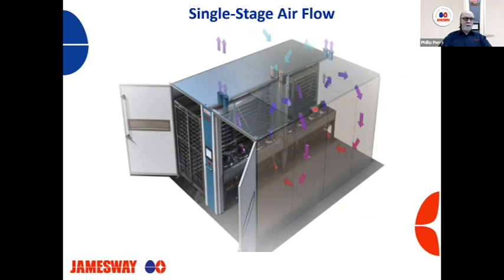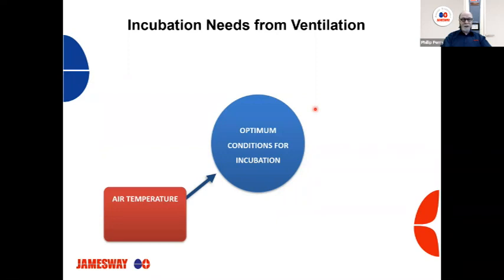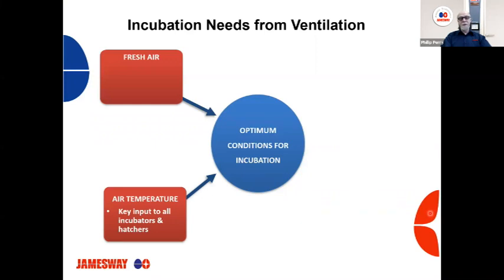Taking a look at the incubation needs for ventilation, optimum conditions for incubation. One is air temperature. The incubators and hatchers need the proper air temperature. It is a key input to all incubators and hatchers. That means the temperature outside the machine and the air that it is pulling in. The next optimum condition is fresh air. The incubator needs to be supplied oxygen. The pressure controls the volume of air in the room and how it enters the machine, and CO2 removal.